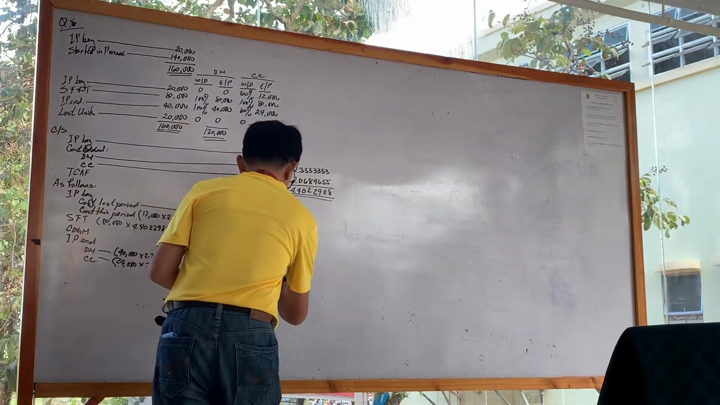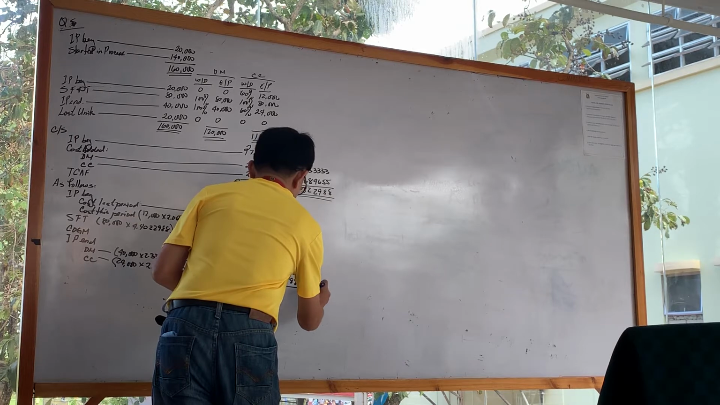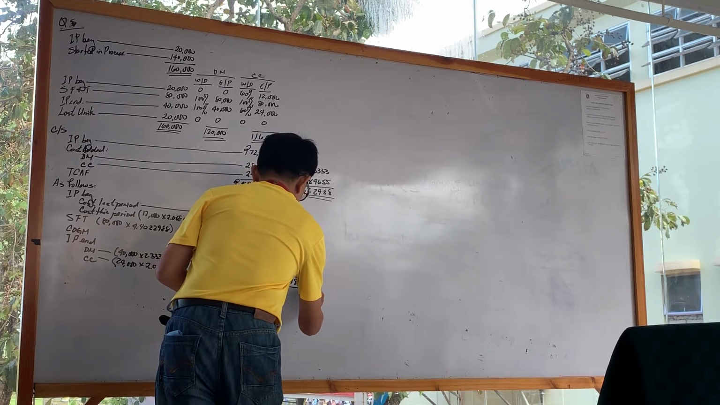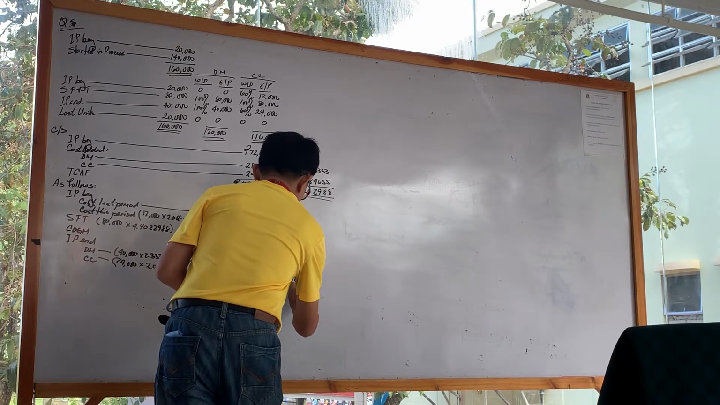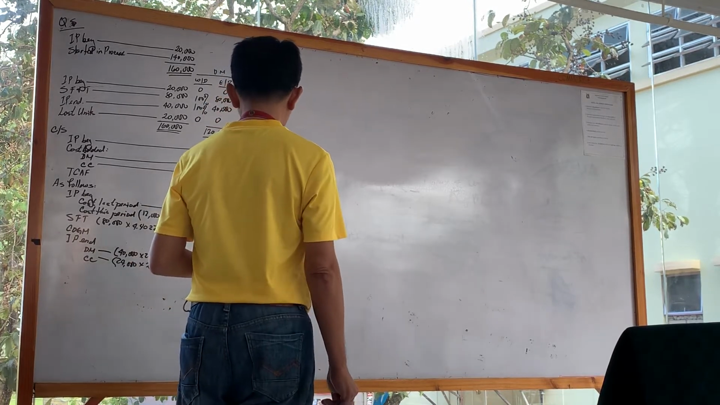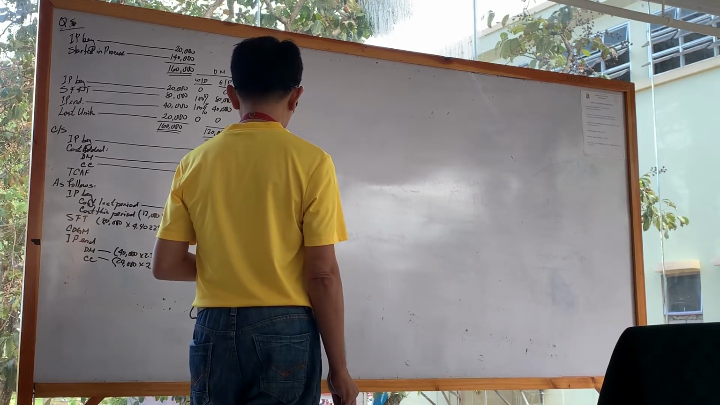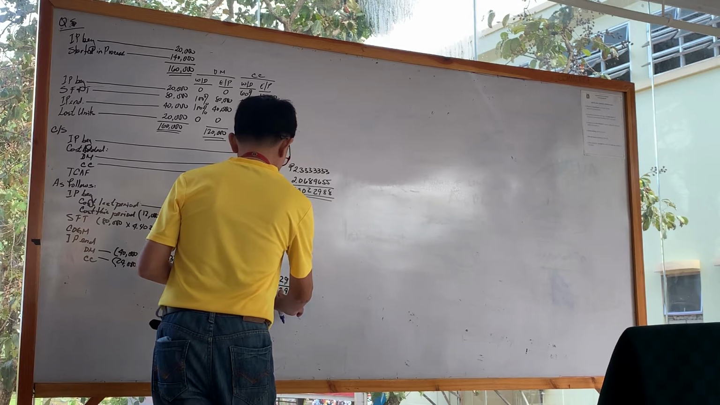Total 592,099.99. Is that right? This is 1. Right?